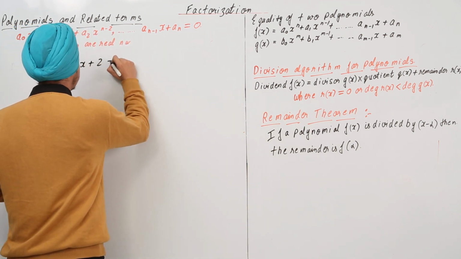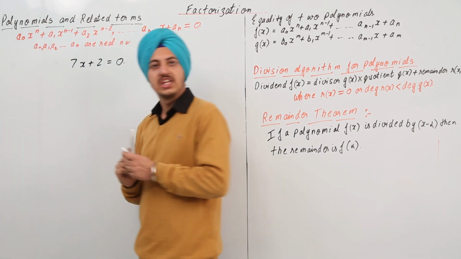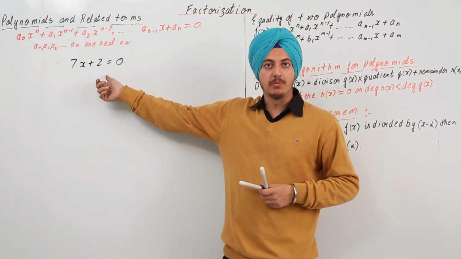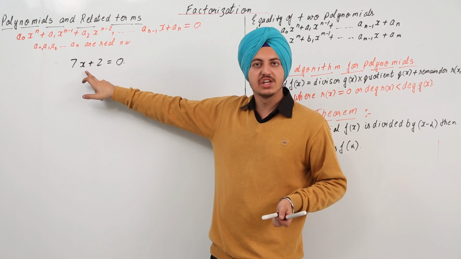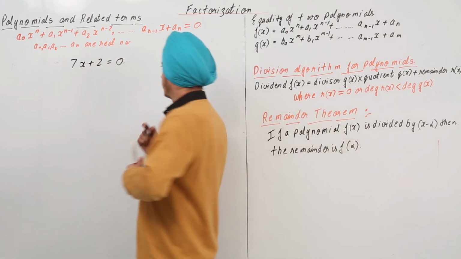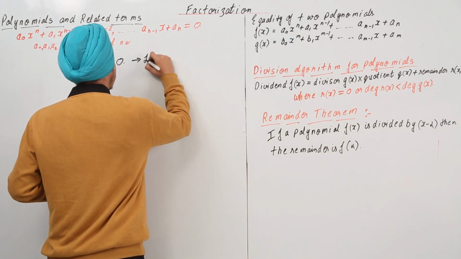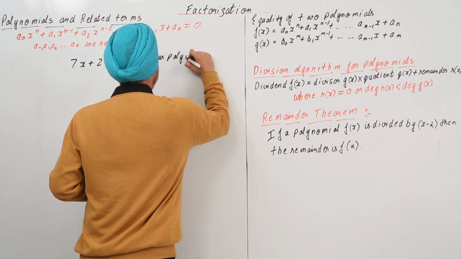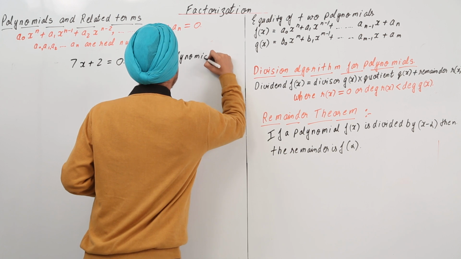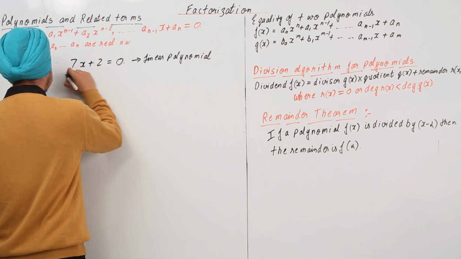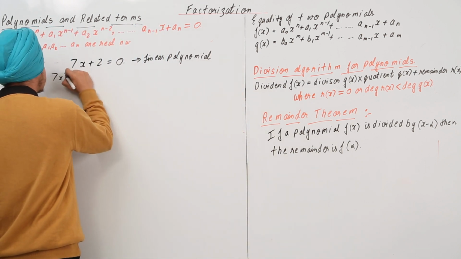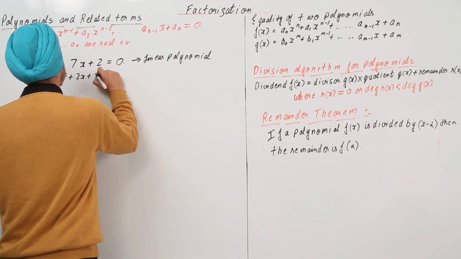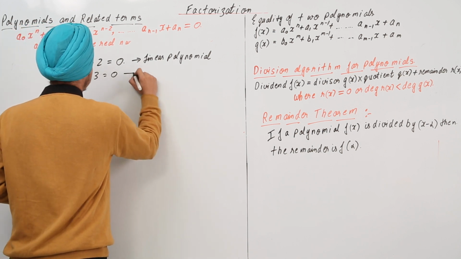7x plus 2 equal to 0. This is a linear polynomial. Why? Highest degree of x is equal to 1. So this is a linear polynomial, right? Now let's tell me now 7x square plus 2x plus 3 equal to 0.